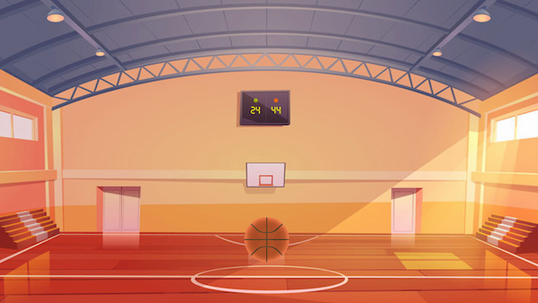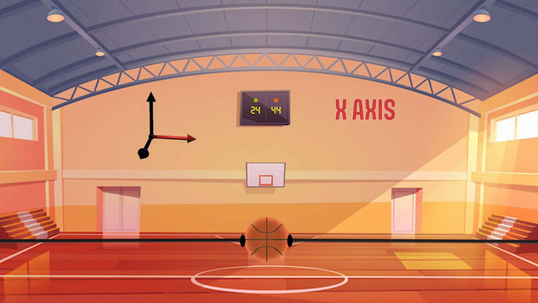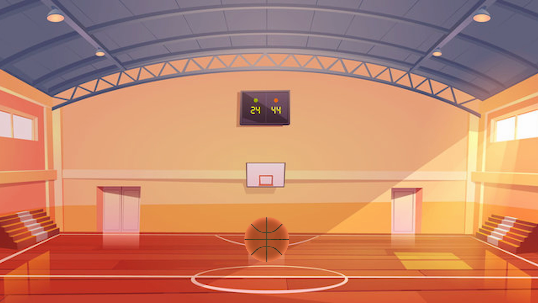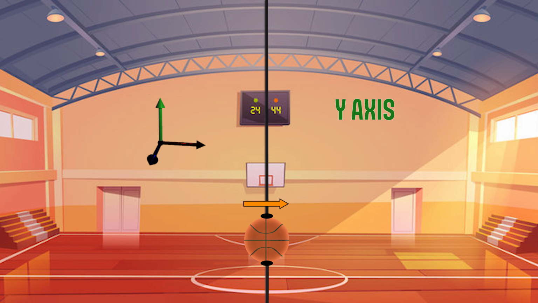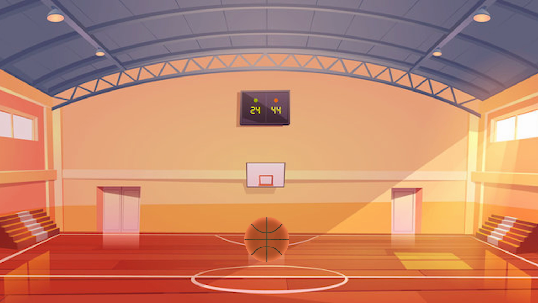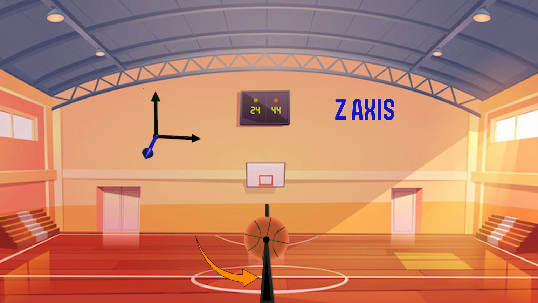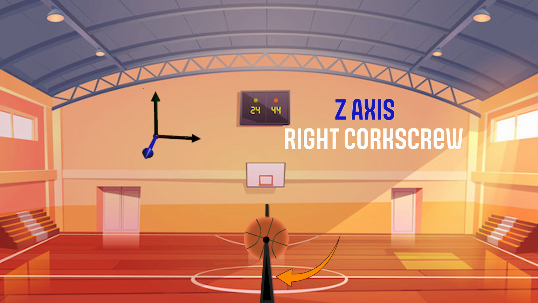We'll go ahead and start with the x-axis. Along the x-axis, you can rotate the top of the ball away from you, which is called topspin. You can also rotate the bottom of the ball away from you, which is called backspin. Now the y-axis. When spinning the ball along the y-axis, you can rotate the right side of the ball away from you, and this is called right side spin. You can also rotate the left side of the ball away from you, and this is called left side spin. And finally, we have the z-axis. When we rotate the ball counterclockwise on the z-axis, this is called left corkscrew spin. You can also rotate the ball clockwise on the z-axis, and we call this right corkscrew spin.